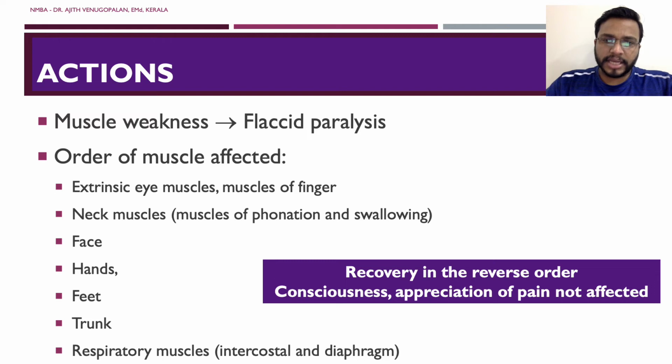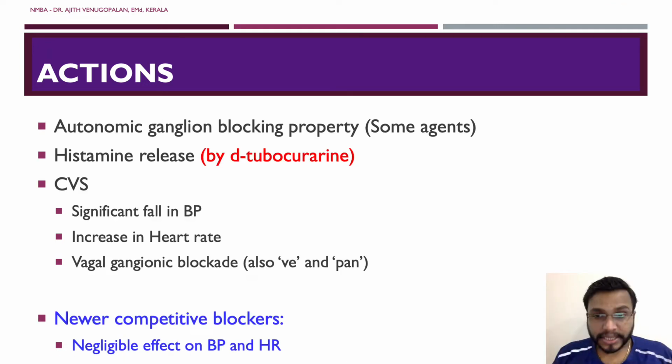The recovery is in the reverse order, and one thing you have to be clear about is that both consciousness and appreciation of pain are not affected. So whenever you are using a muscle relaxant, you should combine it with a sedative agent, because consciousness is preserved with a muscle relaxant. Some older agents like tubocurarine block the autonomic ganglion, reducing the ability of the sympathetic nervous system to increase heart contractility and rate in response to hypotension or any stress.